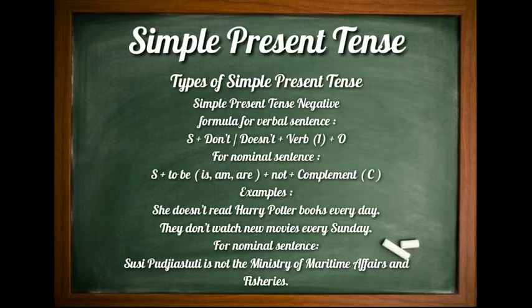The first one is for verbal sentence. For example, she doesn't read Harry Potter books every day. They don't watch new movies every Sunday. Notice that for the third person singular subject, such as she, he, and it, after the word don't or doesn't, the verb form no longer has s or es added.